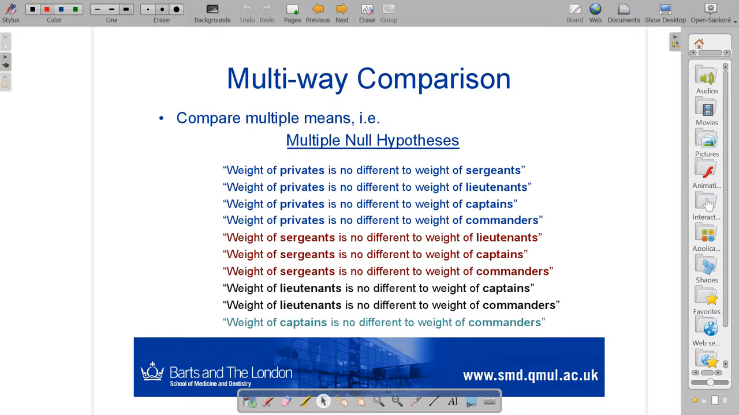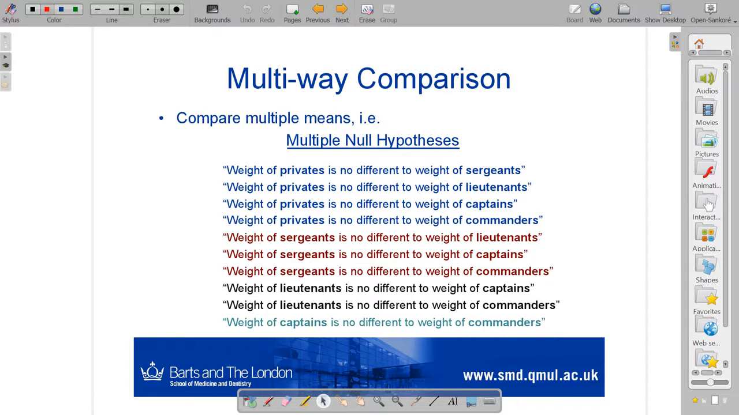And if we do that, we actually have multiple null hypotheses that we're testing. So here I've just stuck with my example where we have five ranks from private through to commander. So if I were to compare all of my different groups, I would end up with 10 null hypotheses, I think, unless I've missed something out. But hopefully you'll get the idea if I have made an error. So I've listed all of the null hypotheses that I would need to test. Does that make sense? We're comparing every group to every other group.